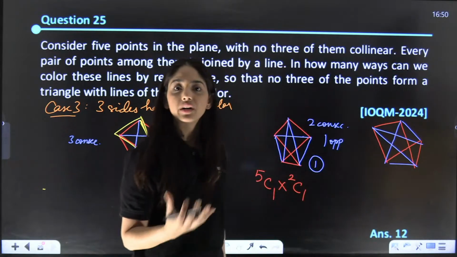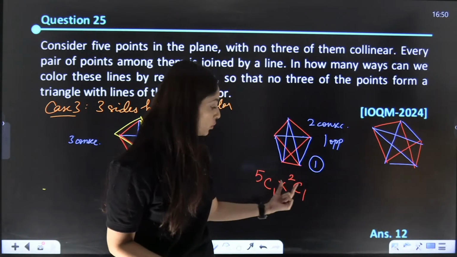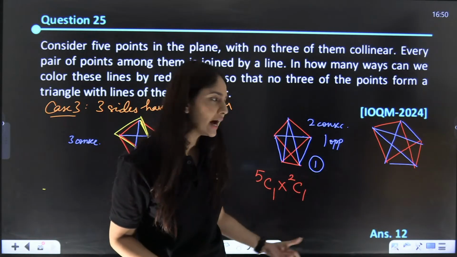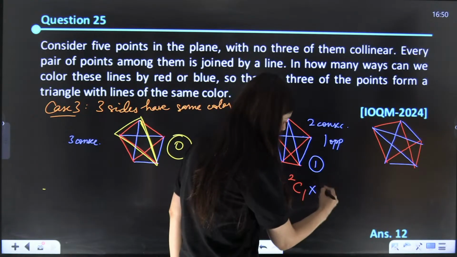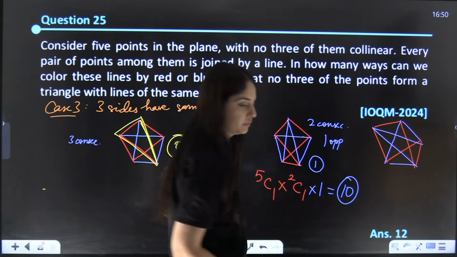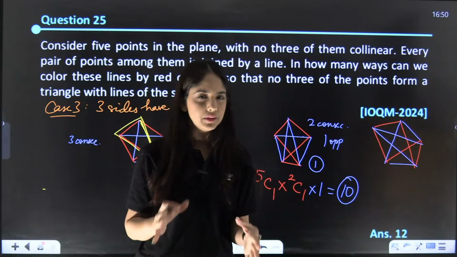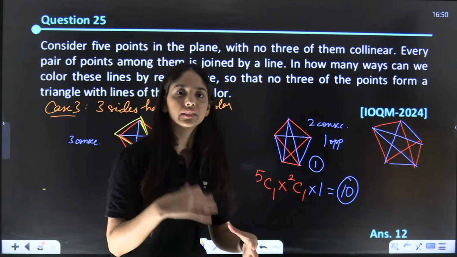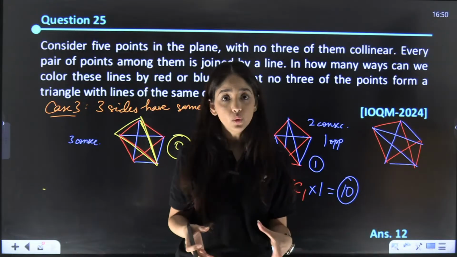So basically what did we have to do? We just had to fix the opposite side, which side and which color, and as soon as we did that, we had the entire coloring. So this comes out to be 5 into 2 into 1, 10. So 10 from this case, right? I know it's a bit tricky. You might have to go back and think about this on your own. That will be the best thing to do. All right.